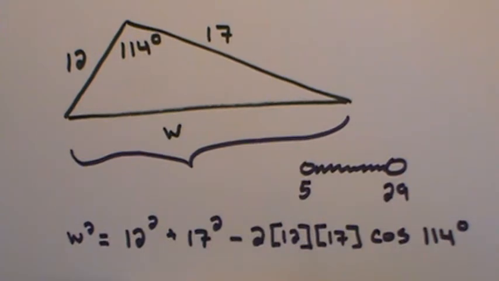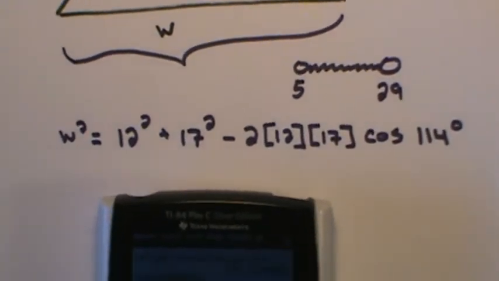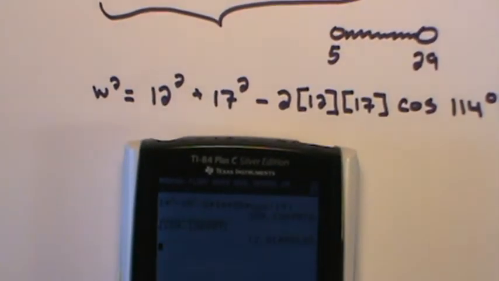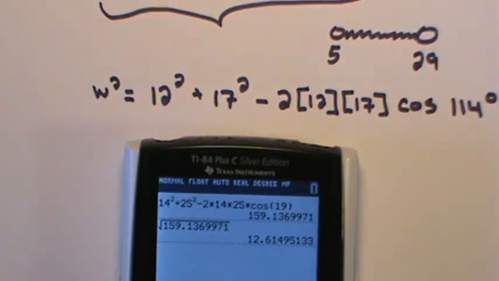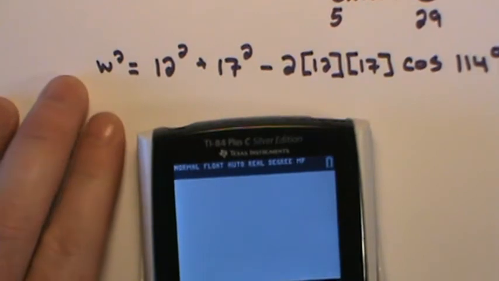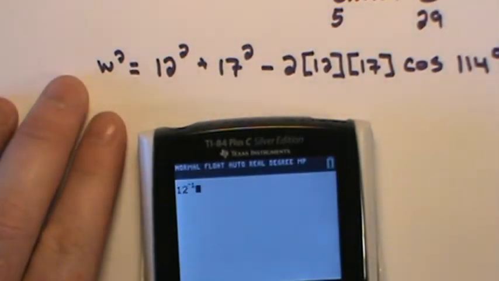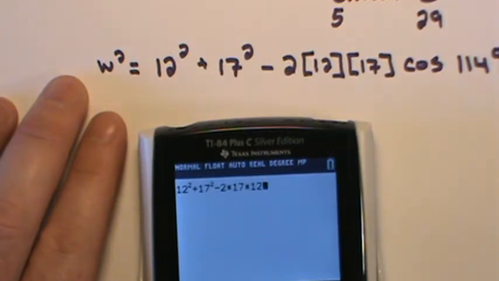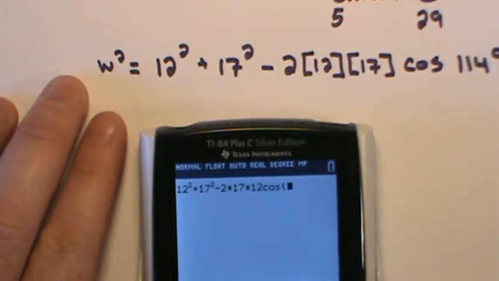After you see a couple of these, you realize it really isn't that bad. The hardest part is understanding that formula. That's why I did that video on knowing the structure of the formula. So when I look at this, I'm simply going to go 12 squared, plus 17 squared minus 2 times 17 times 12 cosine of 114.